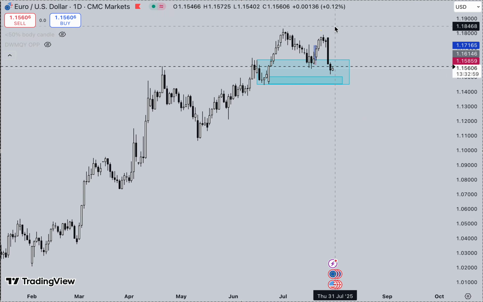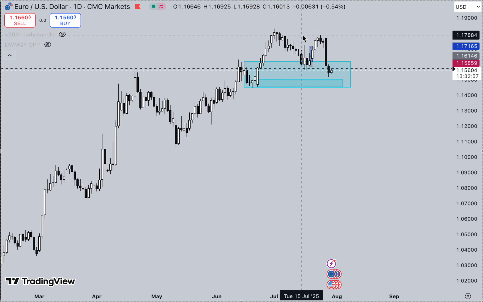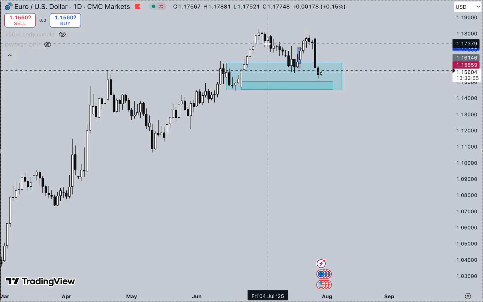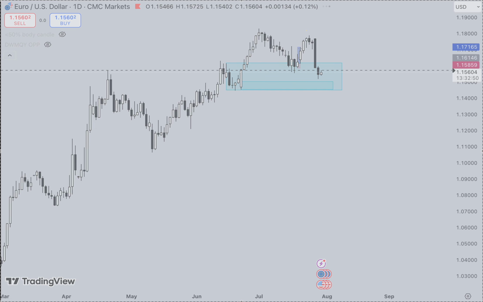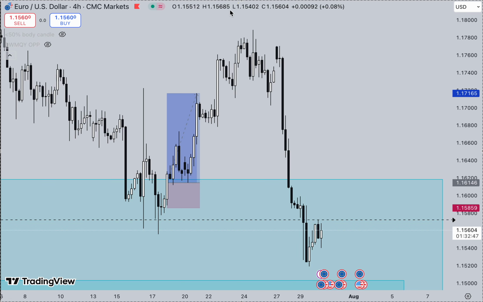So that's that. But we could have found a trade here. It would have been risky, but still, that's what we do. We take risk. But the point is, now let's move to the 4 hour. Like daily, swing wise bullish, fractally we're bearish.